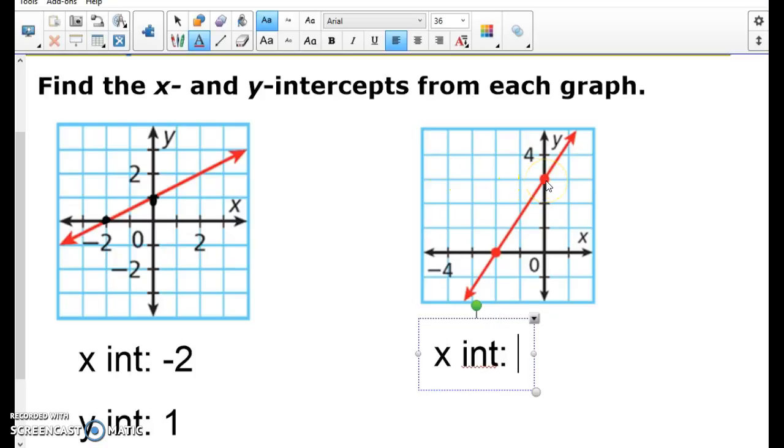Let's look at this graph and see if we can find the intercepts here. So the x-intercept looks like we're going left 2 again, so we're going to be at -2. And then the y-intercept looks to be up 3, so it's going to be a +3.